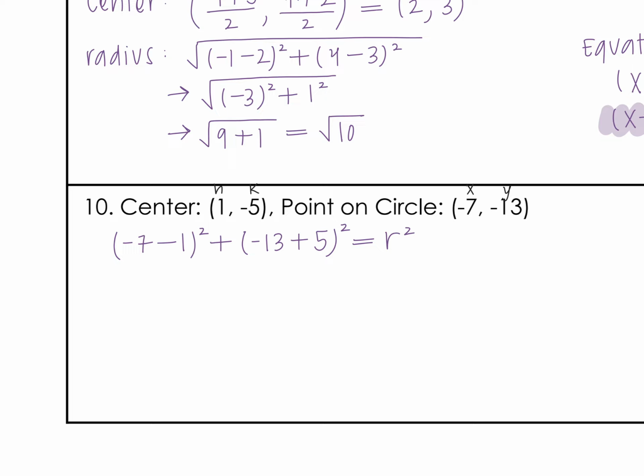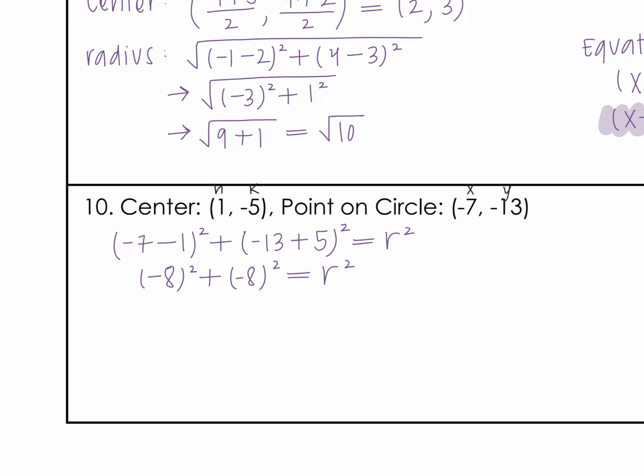But you can also just plug it in all at once and then just work through to solve for your radius squared. So here we have -7 minus 1 will give me -8 squared plus, and over here we'll have -13 plus 5 is going to give me a -8 squared again is equal to my r squared.